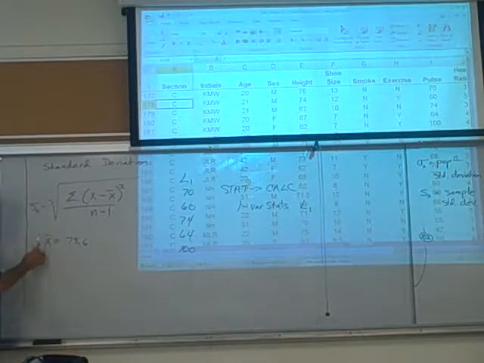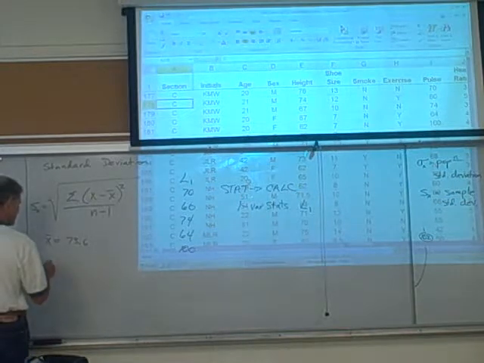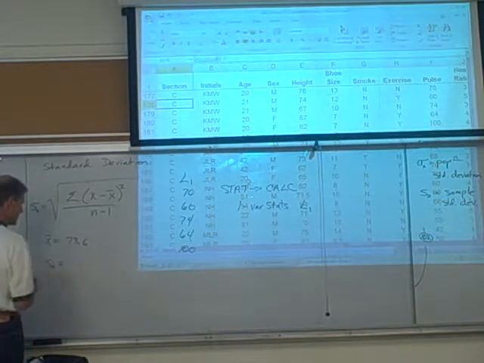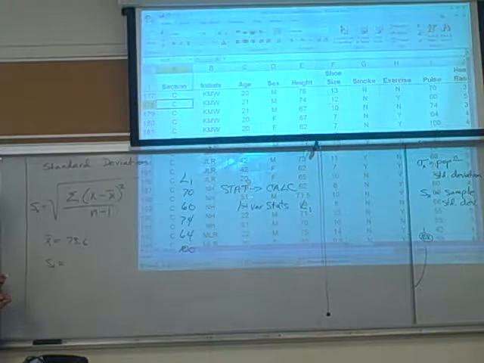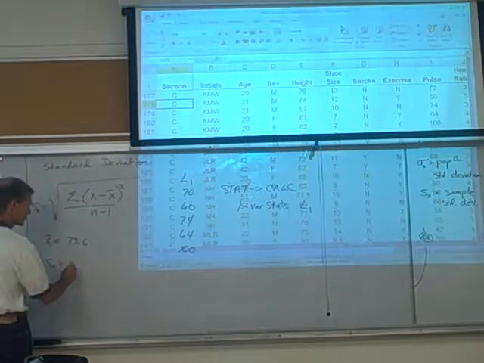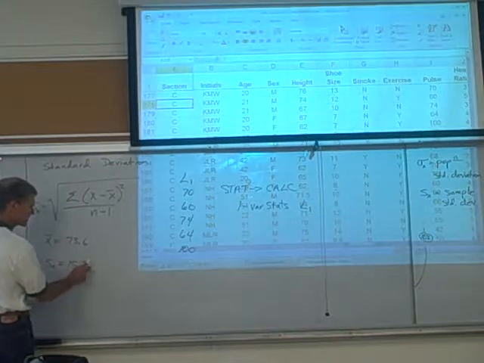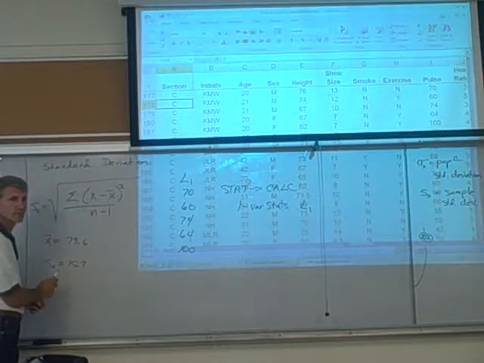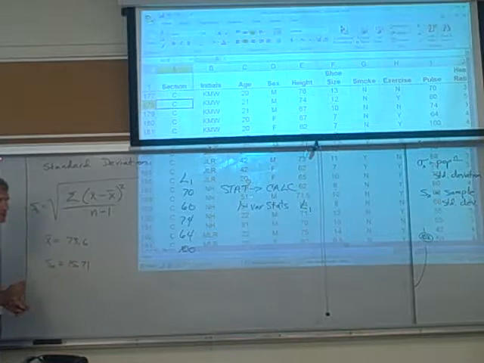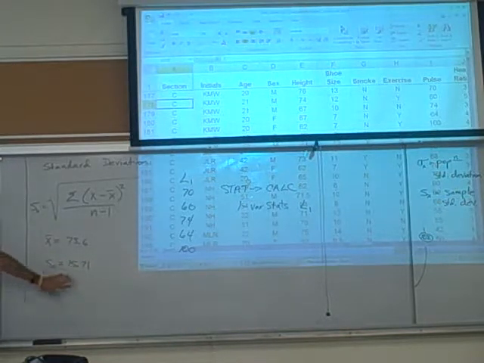Then you go down, there's a couple things we don't care about, sum of x squared. The next one down is SX. That's standard deviation. What is that? 17 or 15.70. It'd be a 1 if I go to 2 decimal places. Okay, so 15.71.